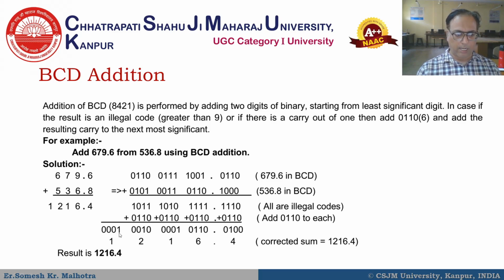Now, to get the resultant in the decimal form, convert each and every code to the decimal part. 0001 is this one, this is 2, this is 1, this is 6, this is 4. So the answer is 1216.4. Or if you can check it directly, it is the same as in the case of decimal. So this is how the BCD addition is done.